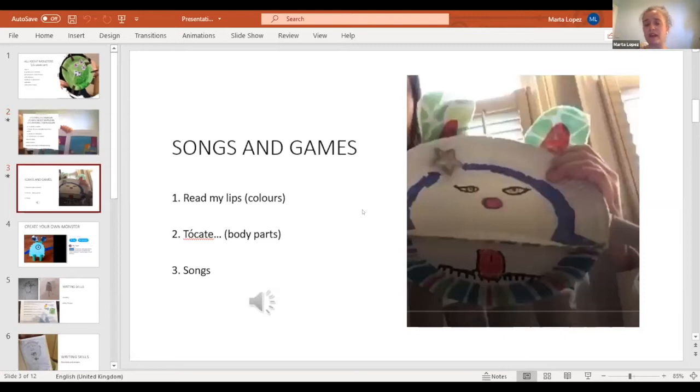For example, some of the games are Read My Lips with colors, or Tócate, the equivalent of Simon Says with body parts, and also some songs. And children are creating, as you can see here, their own monsters. Let's see if we can listen to one of our children.